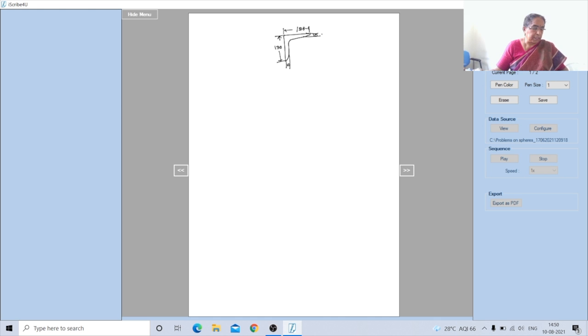Okay. Now, this is ISA 130 into 130 into 10. That is the given member, and it is single bolt connected. That is the data given, and they have given Fy as 250 Newton per mm square.